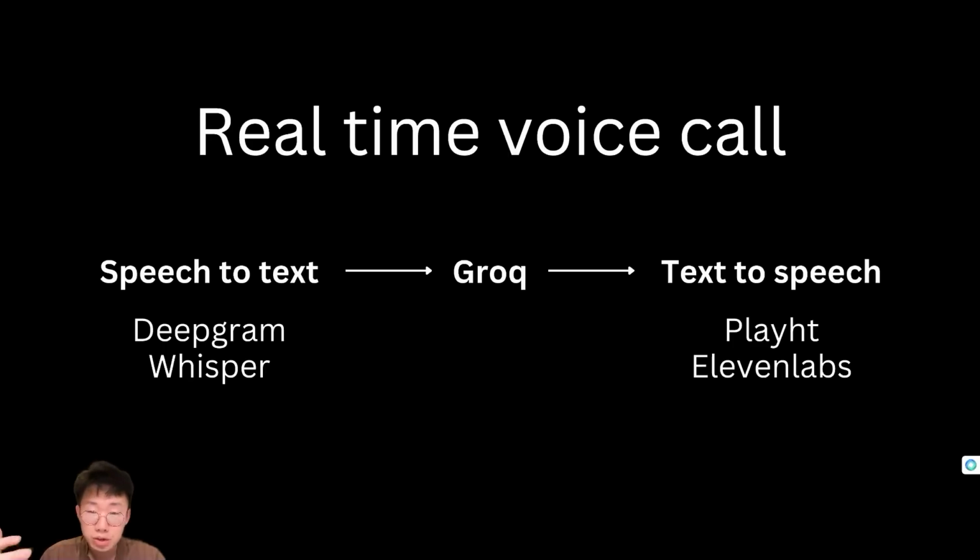And when I think about it, it's actually pretty straightforward in terms of the flow. You basically have a speech-to-text model like DeepGram or Whisper to do the transcription, and then send to Groq to generate a response. Then use a text-to-speech model like PlayHD or 11 to stream in the audio.